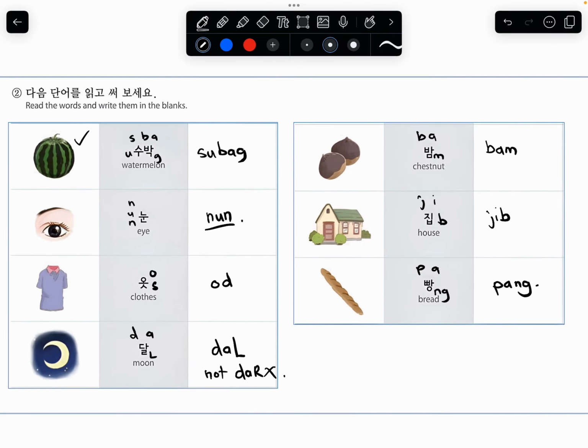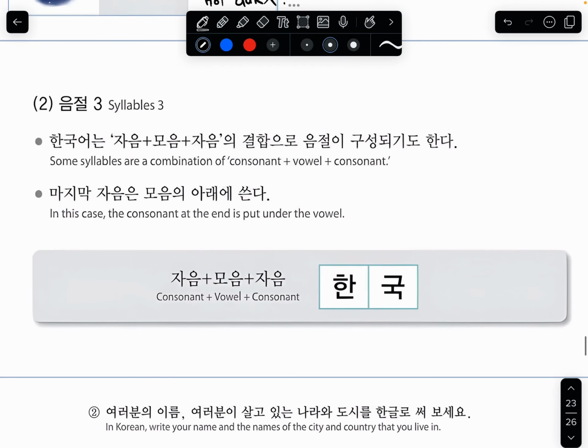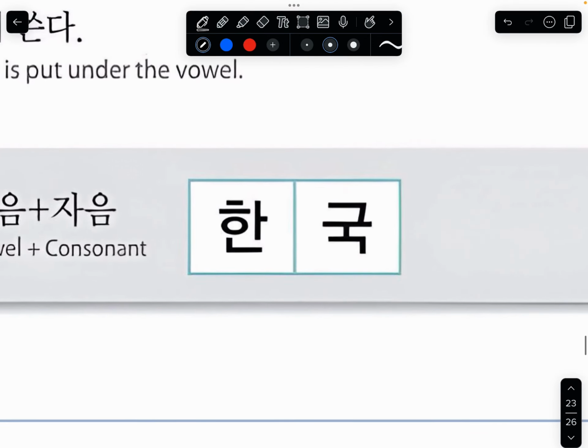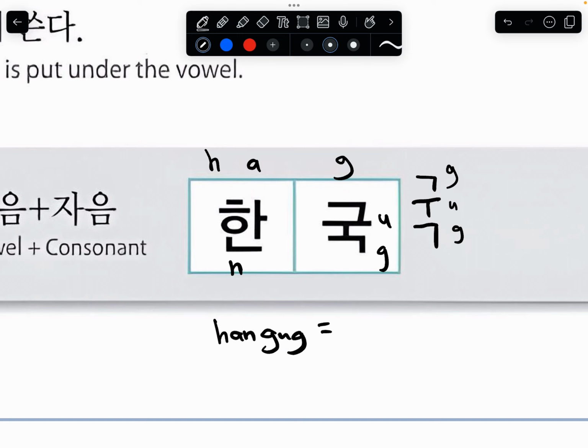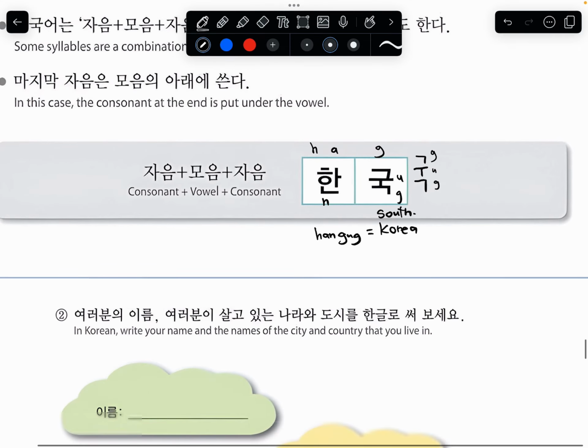Okay, nice. So let's try to read this. This one is H-A-N, Han, G-U-G, Hanguk. Okay, Hanguk. Hanguk is actually Korea, South Korea. They call it Hanguk.